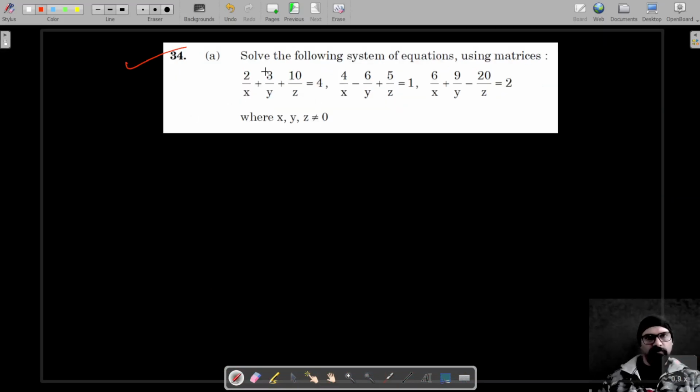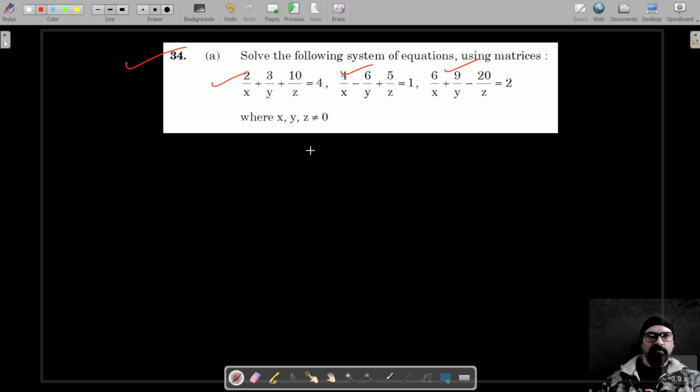For question number 34, part A, we have to solve the following system of equations using matrices. This is the first, this is the second, this is the third equation. x, y, z are not equal to 0, but these equations are in terms of the variables 1/x, 1/y, 1/z. So let's form the matrices first.